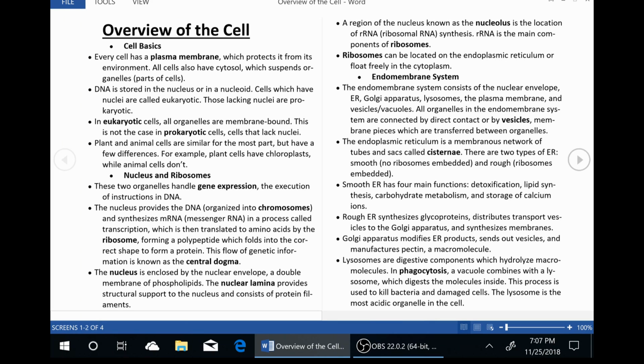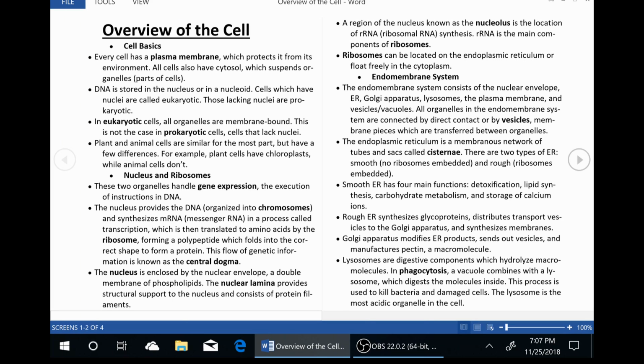So eukaryotic cells have nuclei, and that means they're going to have membranes surrounding all their organelles. As we know, DNA is one of the most important macromolecules because it contains the instructions to life. Cells which have nuclei are eukaryotic, and those that lack nuclei are considered prokaryotic. In eukaryotic cells, all the organelles are membrane bound, which means they have one or more membranes surrounding them. But this is not the case in prokaryotic cells, which lack nuclei, obviously.